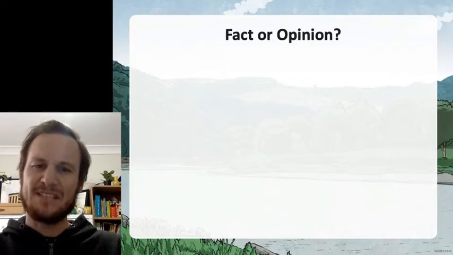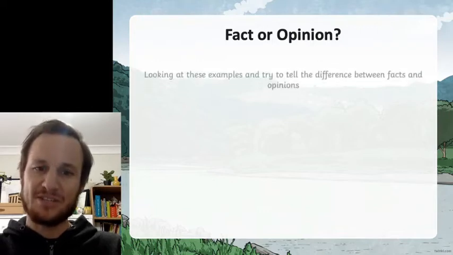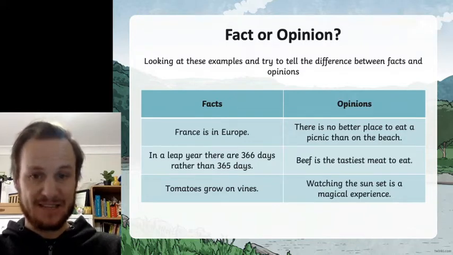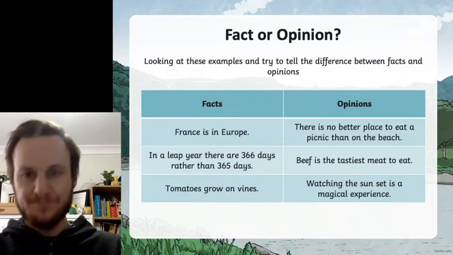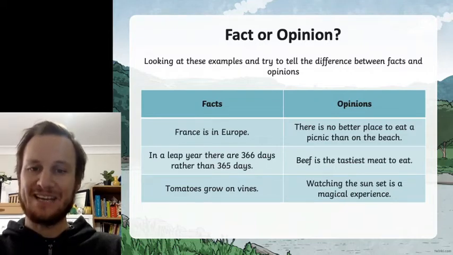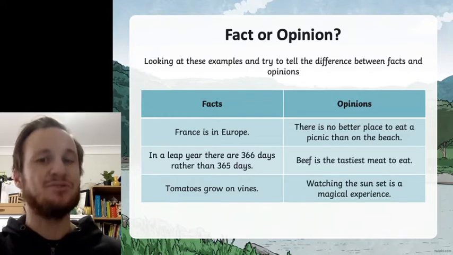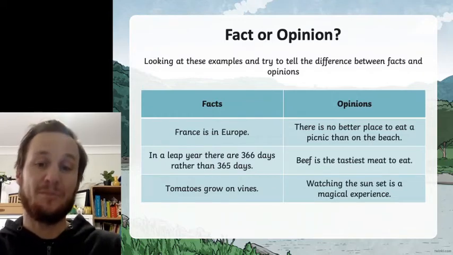Let's just try to think of a definition for fact or opinion. If I showed you some of these examples: France is in Europe is a fact. In a leap year, there's 366 days rather than 365, and tomatoes grow on vines. They are all examples of facts. Now, opinions. There is no better place to eat a picnic than on a beach. Beef is the tastiest meat to eat, and watching the sun set is a magical experience. Looking at those, how would you describe to someone a definition of what would be a fact and an opinion?